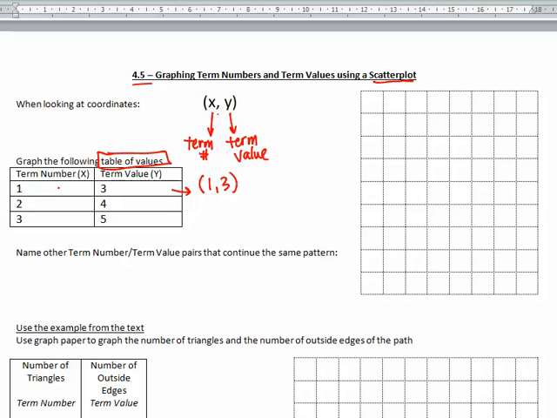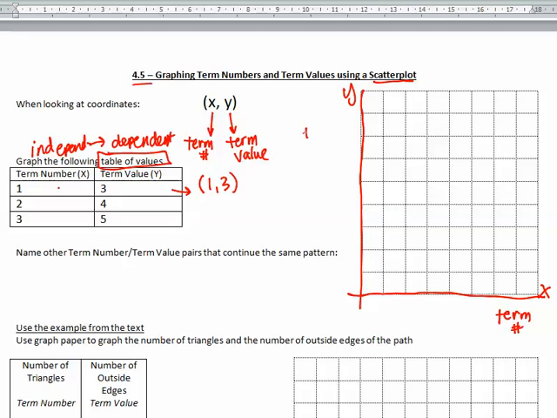This makes sense because when you change x, it will also change y, because x is independent, and the independent variable changes the dependent variable. The way we graph this is that x is on the horizontal axis and y is on the vertical axis. If you want, take a ruler and join up these axes. Here for x, we'll put a label that this is the term number, and y is the term value. And so we convert all of our table of values.